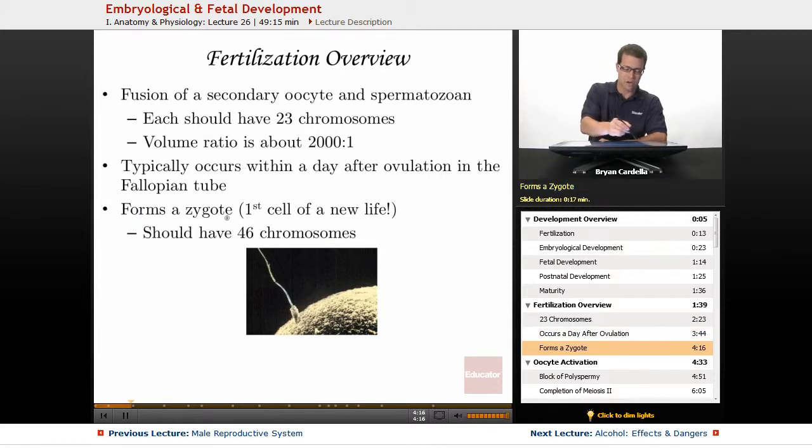And yes, a zygote is formed. Zygote is the term for the first cell of a new life. And that zygote should have 46 chromosomes if all is well. And here's an older micrograph of the surface of an egg cell and a sperm.